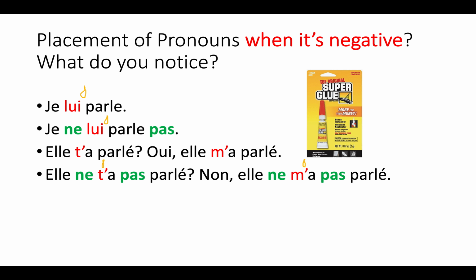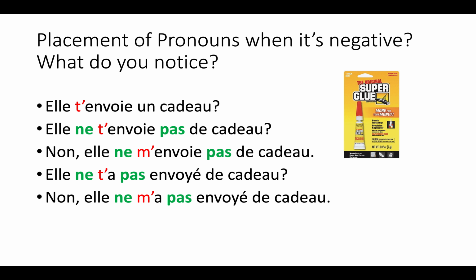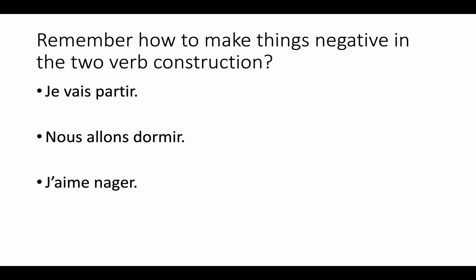Je lui parle. Je ne lui parle pas. Elle t'a parlé? Oui, elle m'a parlé. Elle ne t'a pas parlé? Non, elle ne m'a pas parlé. So let's look at some more. Elle t'envoie un cadeau? Elle ne t'envoie pas de cadeau? So notice we have that little cluster. We have the pronoun verb cluster, and then the ne pas goes around it.